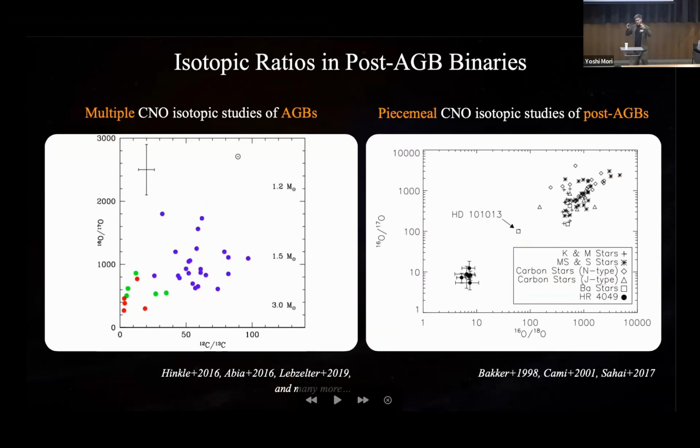Now, for the preceding AGB stage, a lot of the stars were studied extensively for the CNO isotopes, but our stars have only very piecemeal studies, and only for the circumstellar envelopes. The important part here is that CNO elements are usually left out of the discussion of depletion because they were always assumed to be heavily affected by nucleosynthesis. So there was a very big problem of disentangling which change in the element abundance is caused by nucleosynthesis and which is caused by depletion.